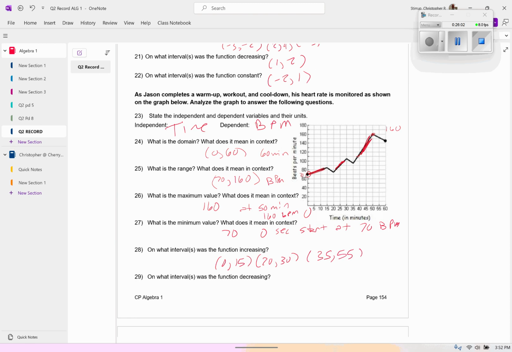And where is it decreasing? It's decreasing right there and right there. So from 15 to 20, and from 30 to 35.